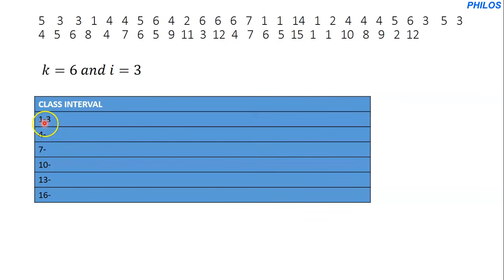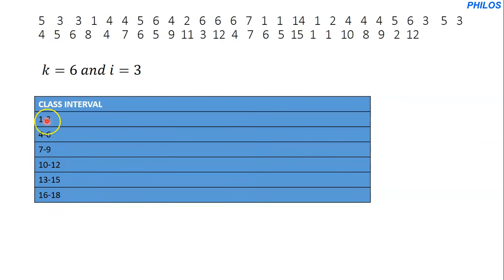Just how we did it in the lower class limit. Okay, so let's add the interval to 3. When you add the interval, you get 6. Add the interval to 6, you get 9. Add the interval to 9, you get 12. Add the interval to 12, you get 15. Then we add the interval to 15, we get 18. You see that we've ended up getting the same answer. Right. Now, what do we do next?